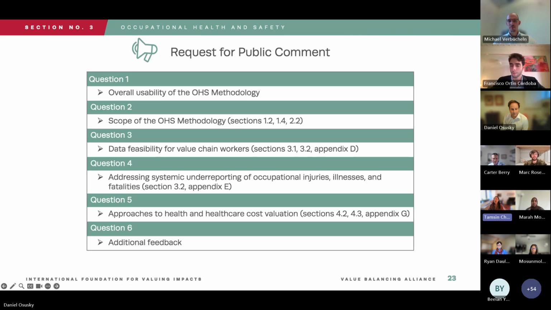4th, addressing systemic underreporting of incidents. This is a very prevalent issue. We've proposed a way to handle that in Appendix E. 5th, approaches to health and healthcare cost valuation. One of those issues is the single globally representative VSL, and 6, additional feedback.